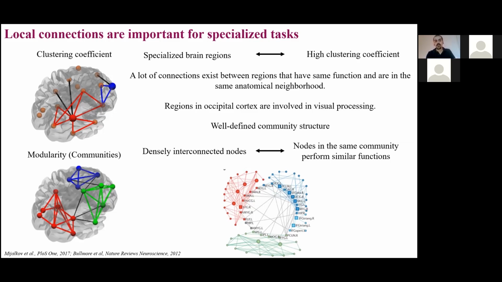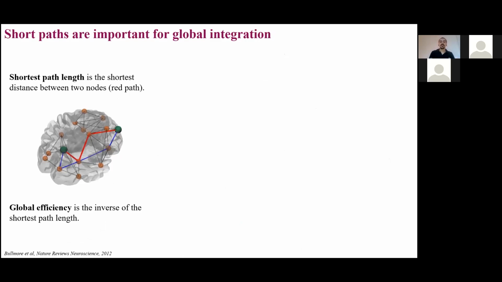Now, while local connections were important for these specialized tasks, we already know that the brain needs a way for the different regions in the brain to communicate with each other. So we need to ask ourselves what is important for the global interaction between these types of regions.